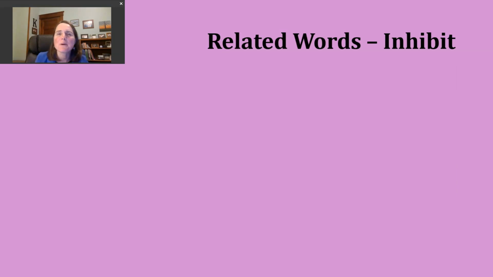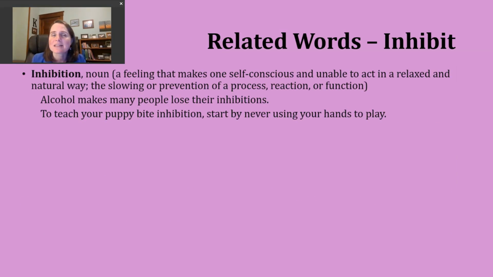Now, let's spend a moment looking at some words that are related to our verb inhibit. The first word we'll look at is the noun form of this word. The noun form is pronounced inhibition. It can have a couple meanings similar to our verb. The first way to use this noun is to talk about a feeling that makes one self-conscious and unable to act in a relaxed and natural way. An example of this might be, alcohol makes many people lose their inhibitions.